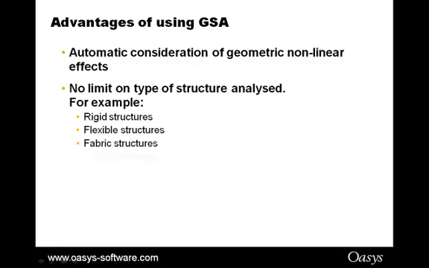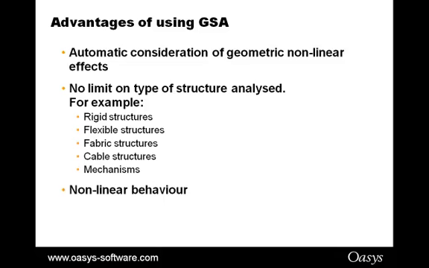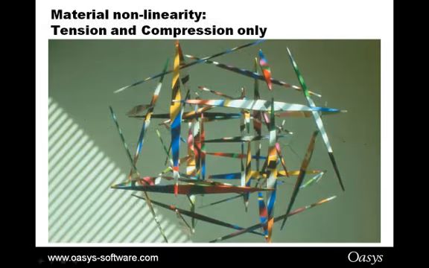There's no particular restriction on the type of structure. You can use this from very rigid to very flexible structures, and you can deal with a range of non-linear behaviors all in the one model. Material non-linearity, for example, tension only and compression only structures. This is a little tensegrity model.